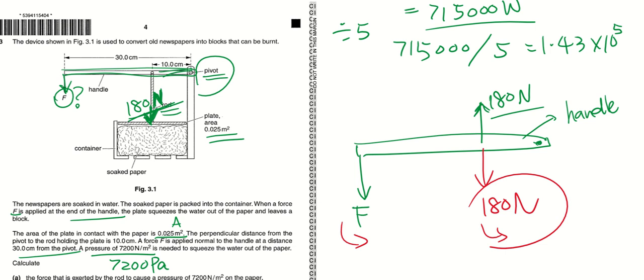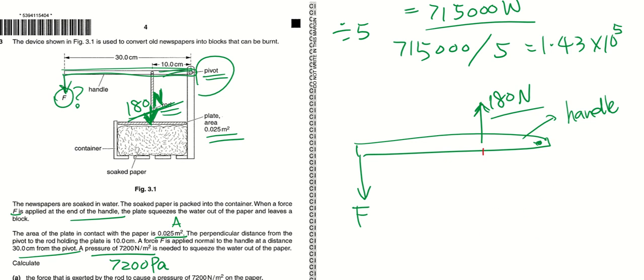So that's why you need to understand we are calculating the force or the moment exerted on the handle. Okay, so on the handle, put yourself in the shoes of the handle. You're pushing something down. You're pushing the newspaper down. The newspaper is pushing you up. So if you are the handle, the force of 180 newton is upwards on you.